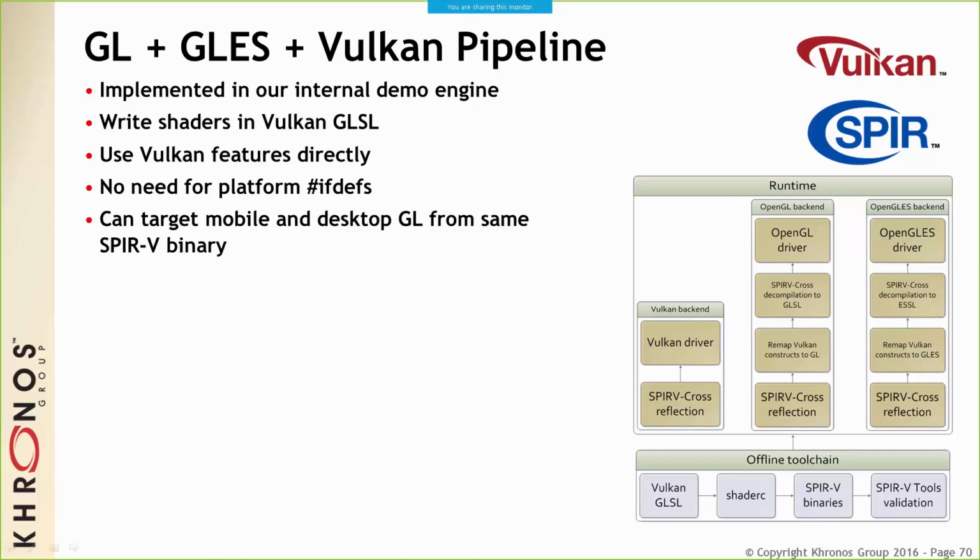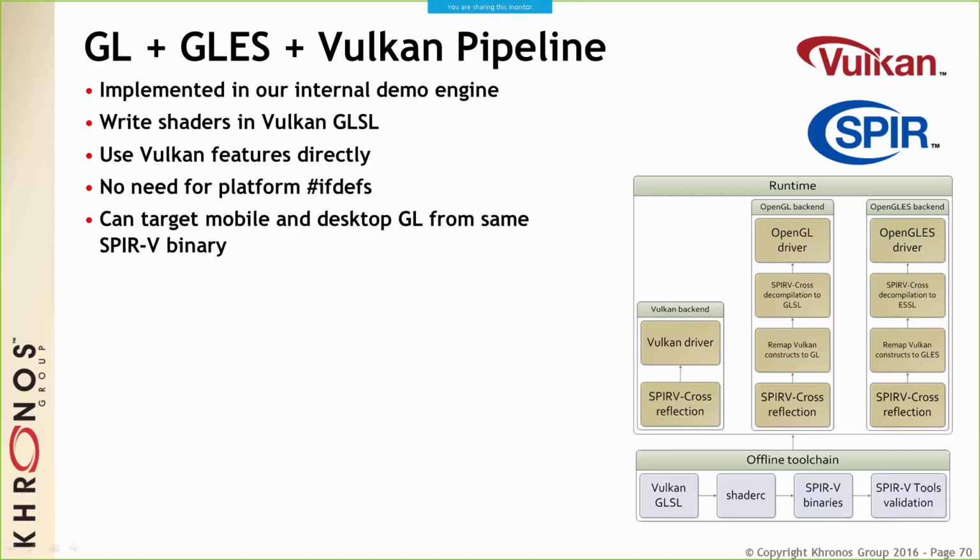So the offline toolchain, we start with Vulkan GLSL. We use shaderc or glslang, doesn't really matter. We get down to SPIR-V, and we can then optionally validate all our SPIR-V shaders. That's offline, that's done in build time. In runtime, if we have a Vulkan backend, reflect, straight to driver, done. That's the easy part. In, let's say, GLSL, it gets a bit more complicated. We still need reflection. Then we need to look at the Vulkan-specific features and remap them to GL. Then we can decompile it to ESSL and give that to the driver.